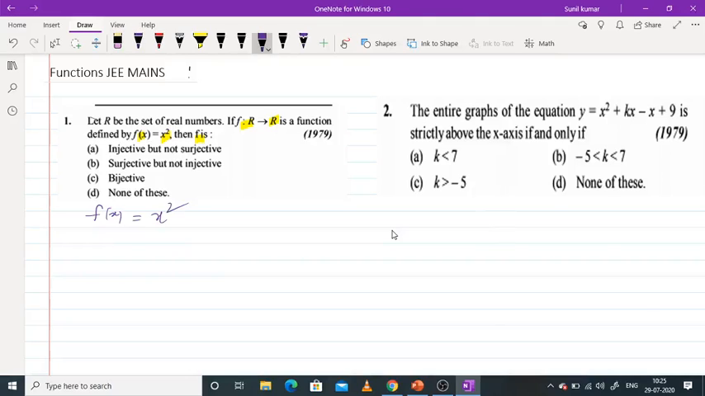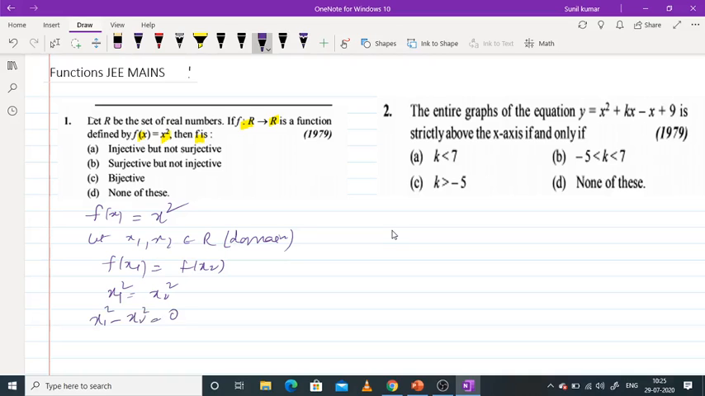Square, they said. Now we have to prove what this function is. Let us assume x1 and x2 belong to R, which is the domain. So what I need to do, I consider, suppose f of x1 is equal to f of x2. It's a basic class 11 formula, class 12 in the CBSE you'll be writing. So you'll get something like this.